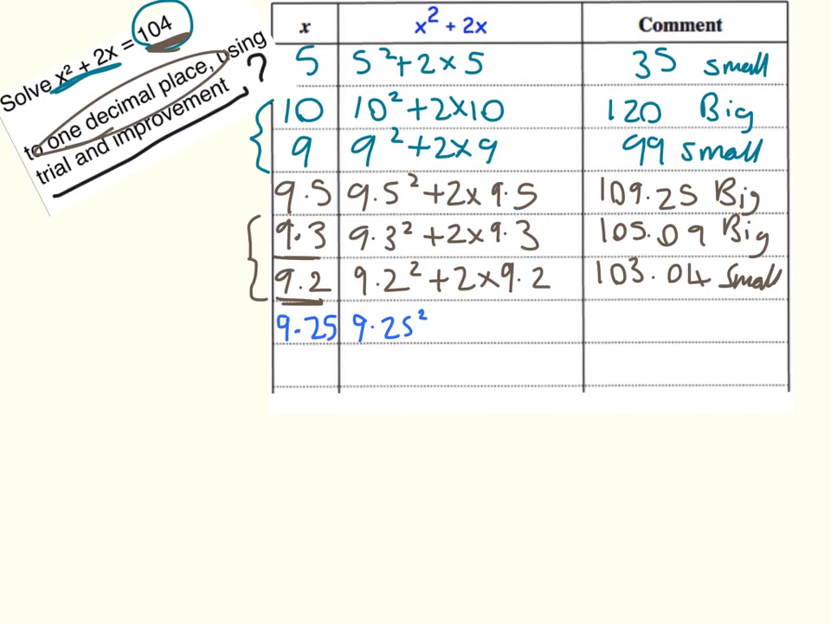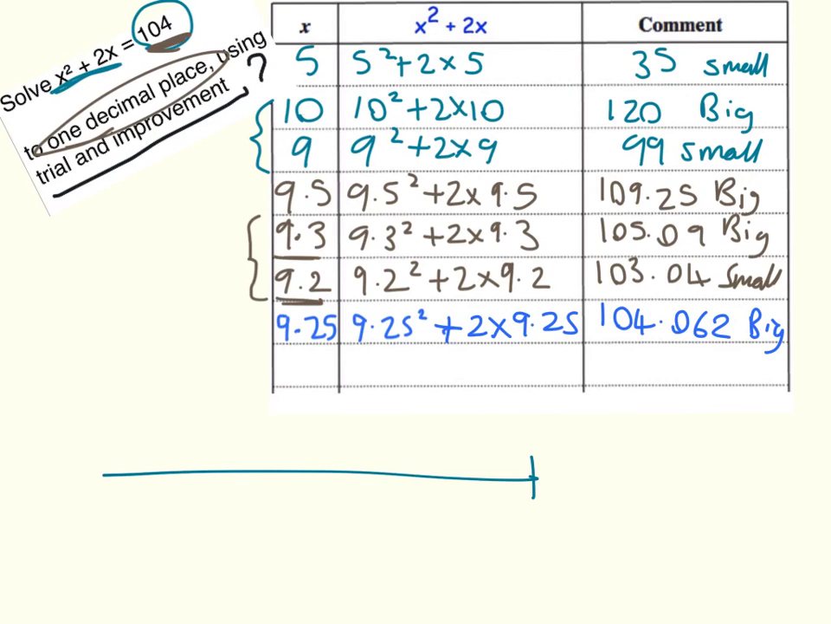So 9.25 squared plus 2 times 9.25 gives me 104.062, and that's too big. Now, it's useful to have this picture in your head. Just in your head, you can write it out if you want, but you don't need to.